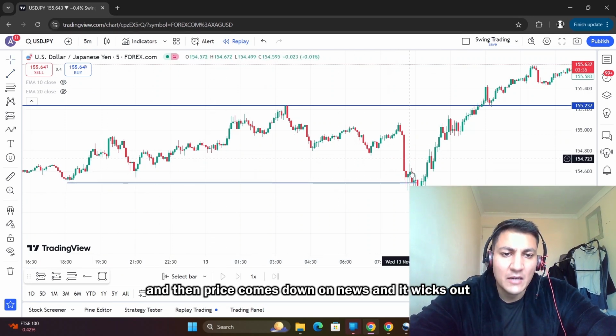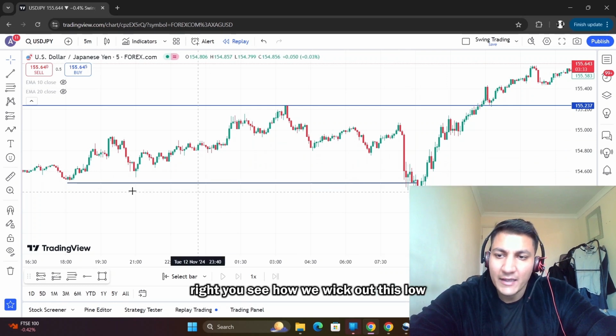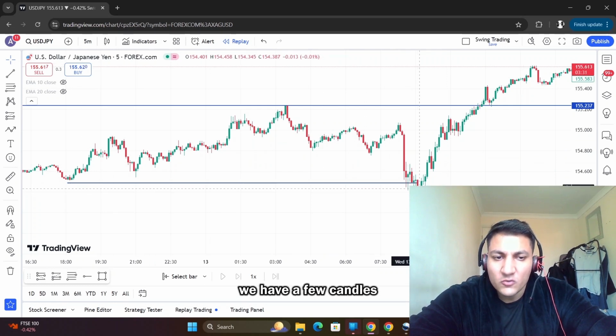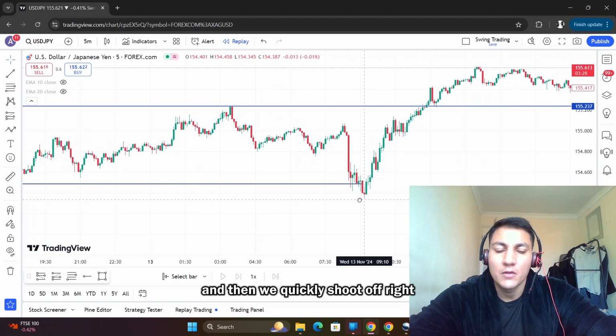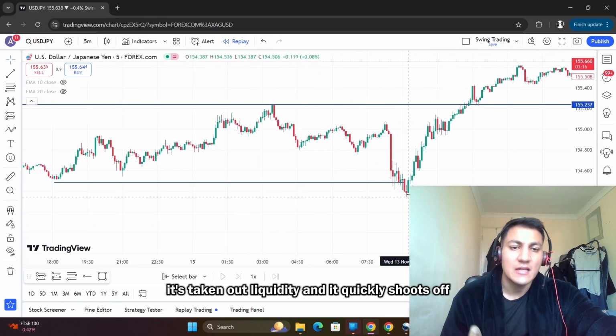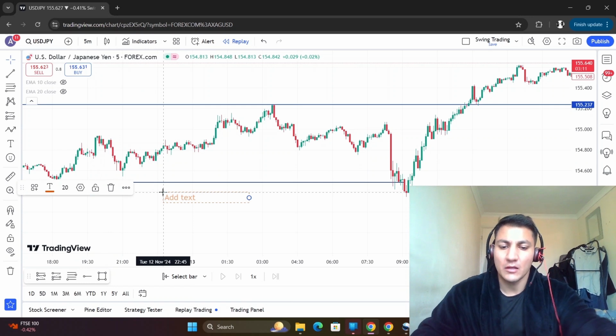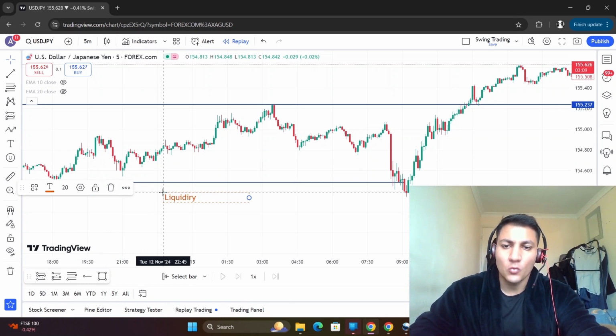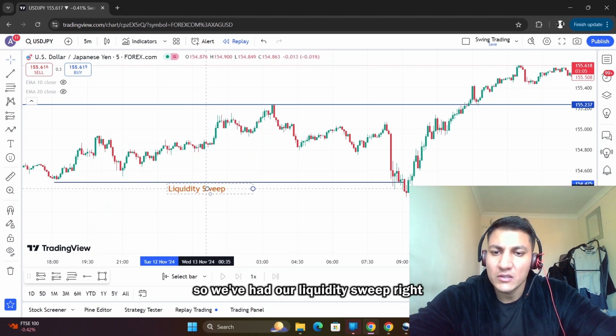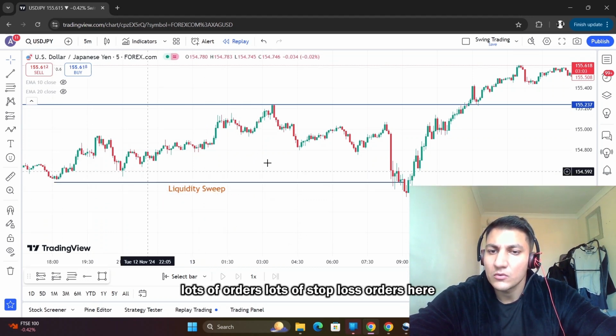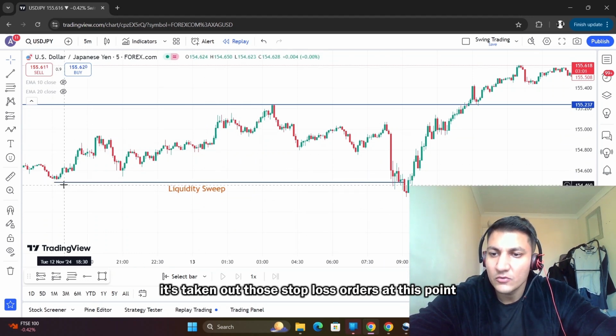And then price comes down on news and it wicks out, right? You see how we wick out this low? We have a few little small candles and then we quickly shoot off, right? So price is taking out liquidity and it quickly shoots off. That right there is a liquidity sweep. Let's mark this out. Liquidity sweep. And you always want to see this before you enter a trade. So we've had our liquidity sweep, right? Lots of stop loss orders here. Price has come down. It's taken out those stop loss orders.